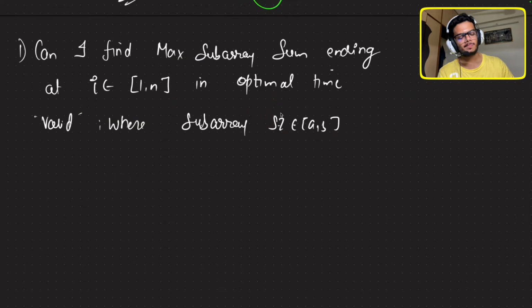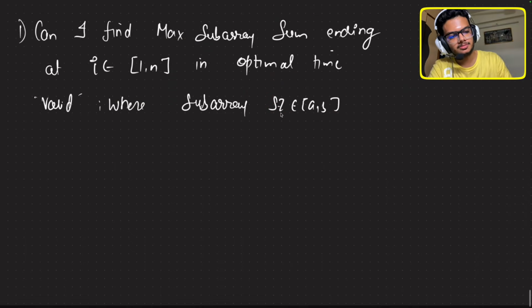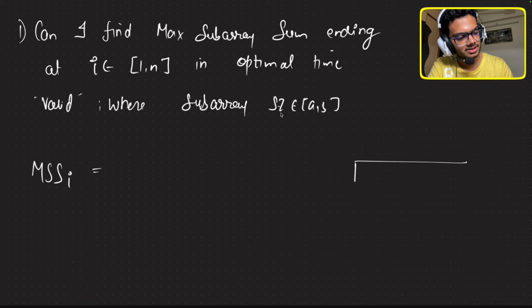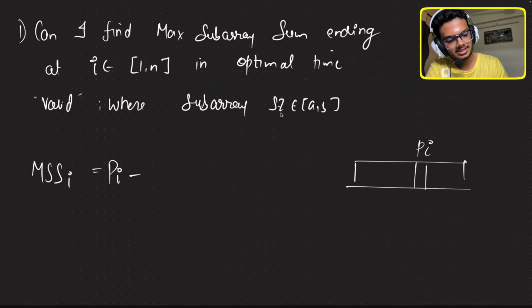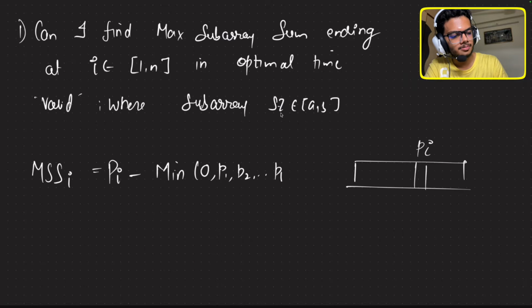Now if you recall that maximum subarray sum problem, how did we calculate this MSSS of i, right? So effectively this is what we are after. So what did we do? We use prefix sums, right? You recall the prefix sum based approach. From prefix sum of i, what did I subtract? From prefix sum of i, I subtracted the minimum of 0, P1, P2, and so on till P(a minus 1), right?